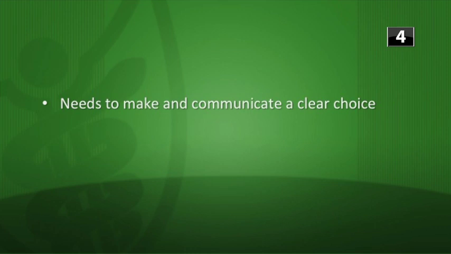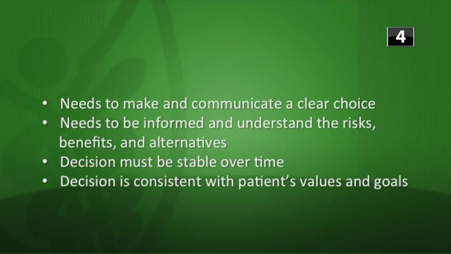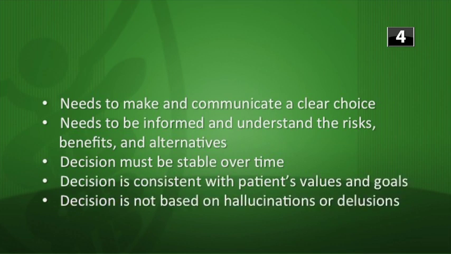Next, is a 34-year-old schizophrenic patient having active hallucinations, not oriented to time, place, or person, able to legally agree to a plan of care? Well, the answer to that is no. And then what factors must be in place in order for a patient to have the capacity to make decisions? Well, the patient needs to be able to make and communicate a clear choice. The patient needs to be informed and be able to understand the risks, benefits, and alternatives. The patient's decision must be stable over time. The decision is consistent with the patient's stated values and goals. And the decision is not based on hallucinations or delusions.